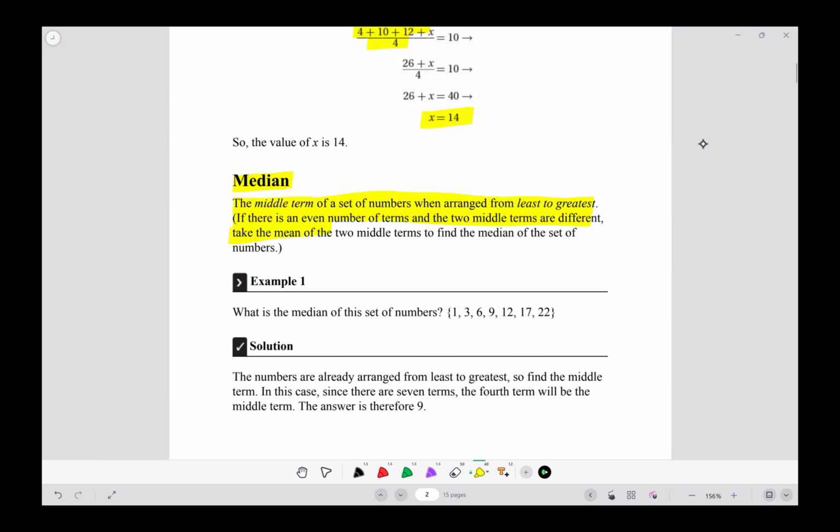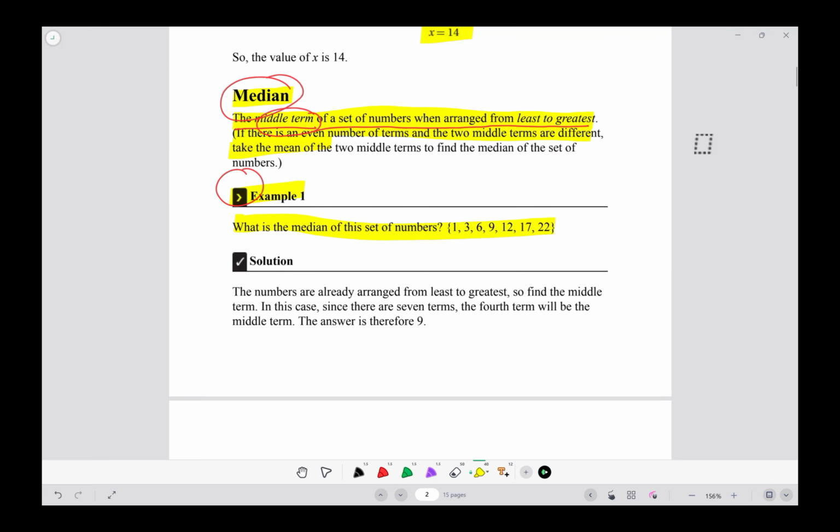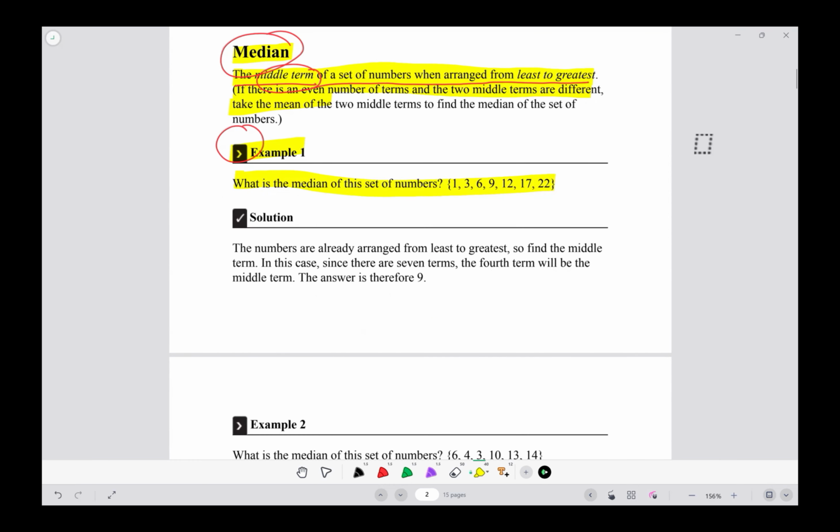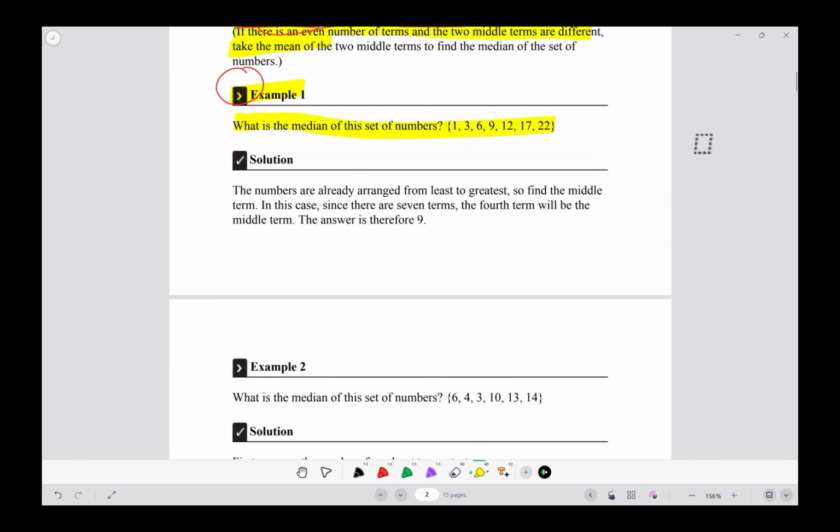I'm repeating again. Median is the middle term of a set of numbers when arranged from least to greatest. For example, in example number 1, if you're going to find the median of this set of numbers, you need to arrange them in sequential, chronological order, from least to greatest, and then find the middle number, the middle term.